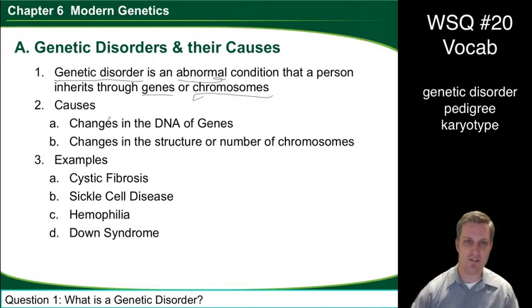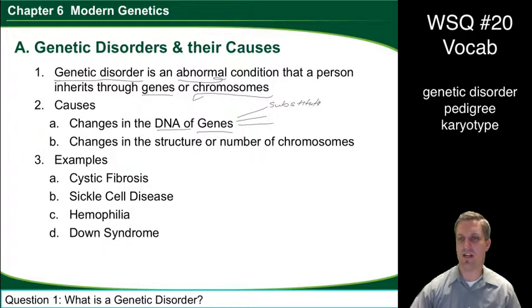There are two major causes for genetic disorders that you need to know about. The first one is changes in the DNA of the genes. This is what we talked about earlier when we talked about the three types of mutations. So this would be when you have a substitution of nucleotide bases. Or if you have a deletion, this would be a second type. Or if you have an addition. Any of those three types of mutations are actual changes to the base sequence.